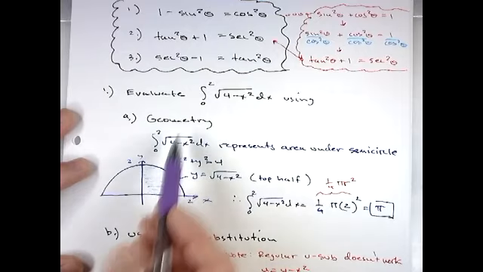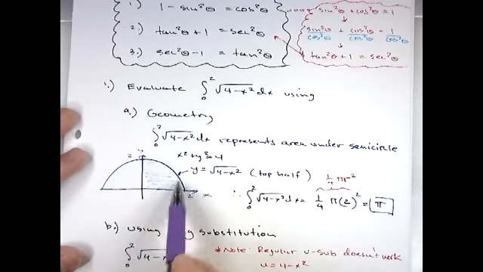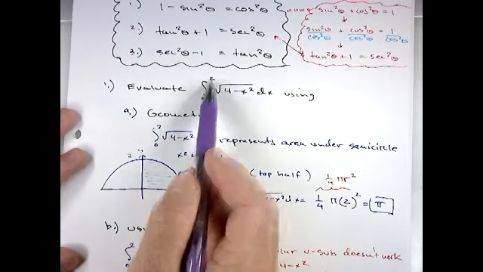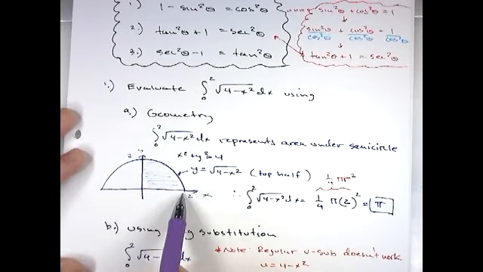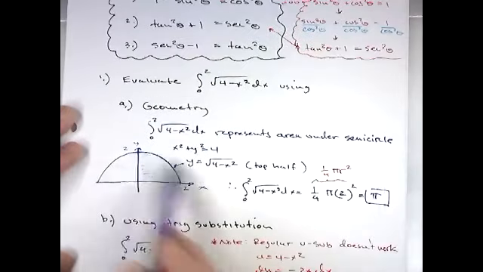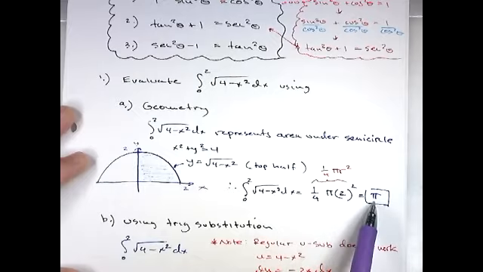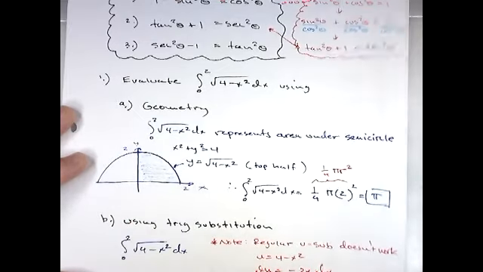But then we learned early on we can think of this particular function as the top half of a circle of radius 2. And if my integral goes from 0 to 2, that means I want the area under this circle from 0 to 2. This is just 1/4 of the overall circle. So I can just use the formula for the area of a circle, 1/4 pi times r squared. That gives me pi. And that's really not too bad. That's pretty simple as long as you recognize that as a circle.